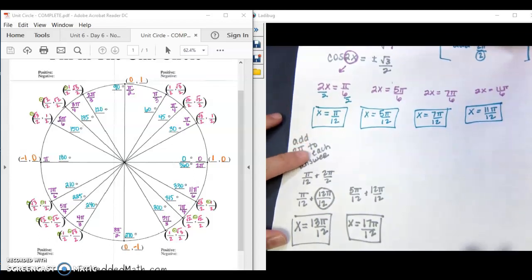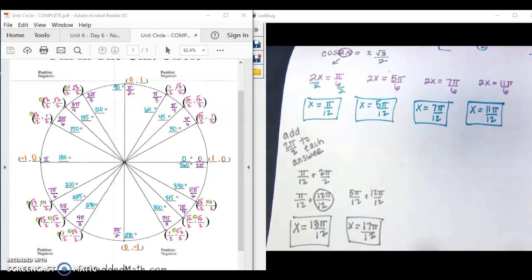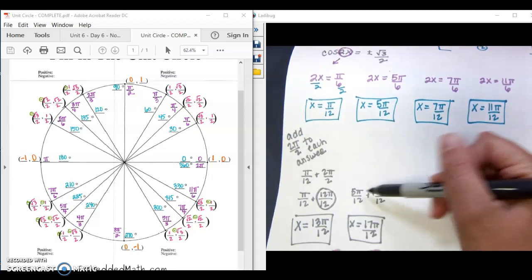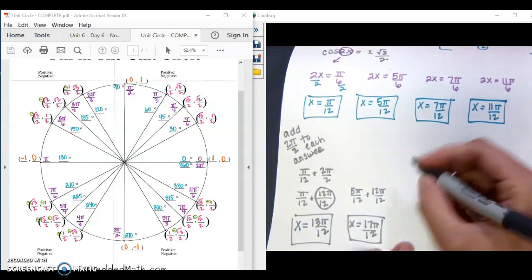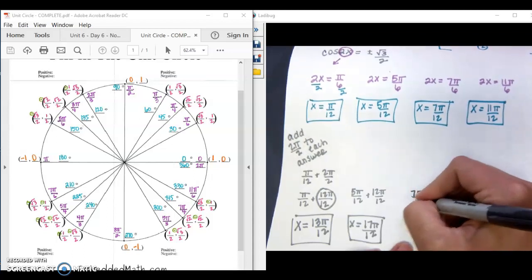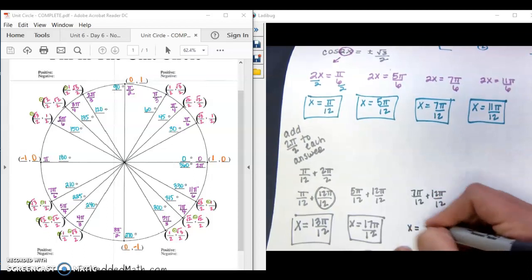Okay, so in the last video we got cut off. But for where we were doing the second round, we're working on number 3, the second round of answers. So we got the 5 pi over 12 plus 12 pi over 12. So that gave us 17 pi over 12. And then if we take our 7 pi over 12 and add 12 pi over 12 to it, we'll get 19 pi over 12.